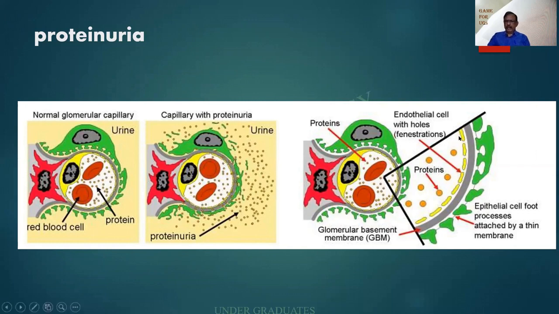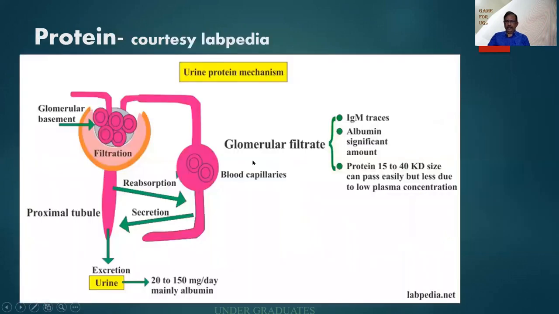This can happen because of an increase in the fenestrations, or sometimes leakage across the basement membrane, or some damage to the epithelial foot processes. All this can lead to proteinuria. This again is a beautiful diagram, courtesy labpedia. This particular series, if you can get onto it, is useful for educating yourselves.